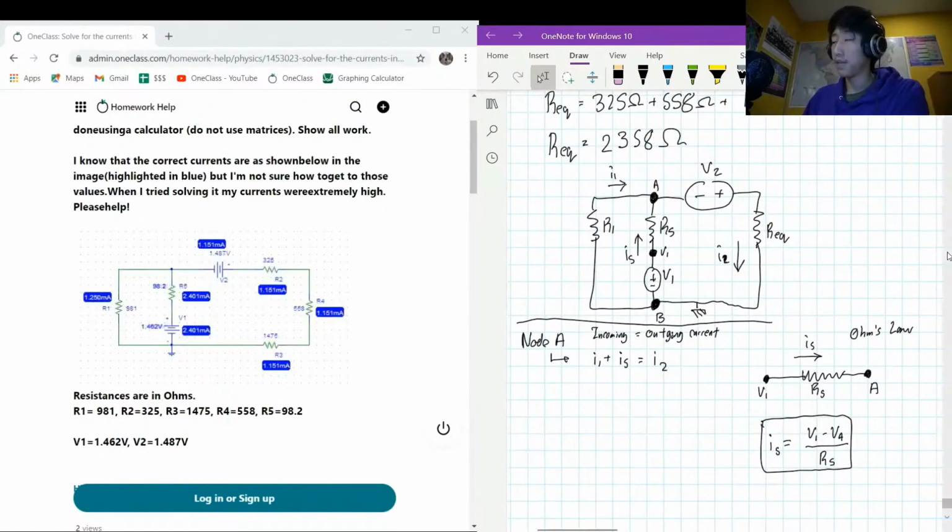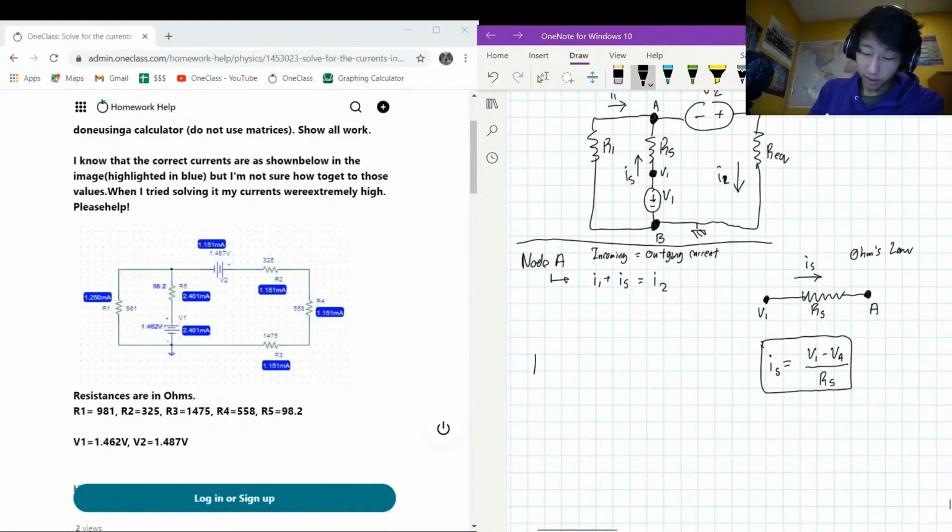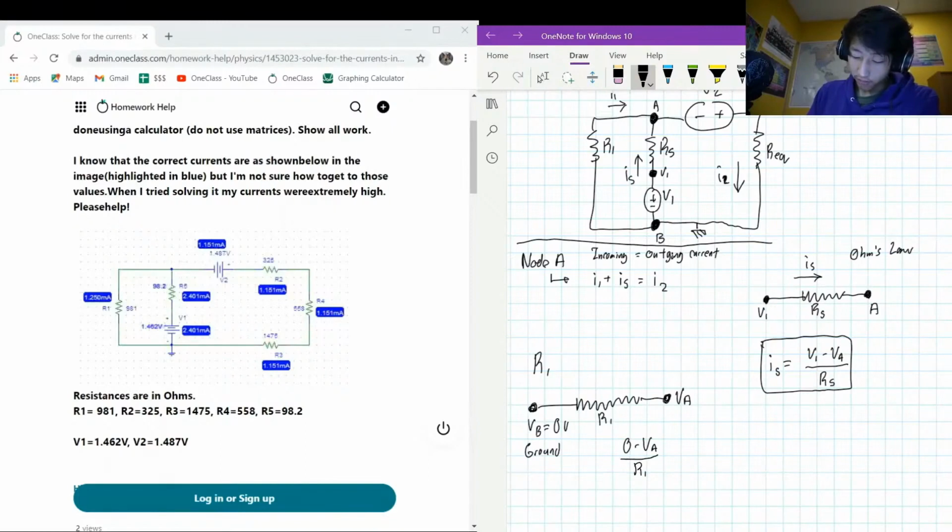Okay, so given that we have B as ground, let's do this with R1. We'll have VB equals 0 volts, ground. We want to say that this is R1 and this is VA. So we know here that 0 minus VA over R1 is equal to I1. Or we can just say negative VA over R1. The direction that we draw these currents doesn't really matter as long as we keep the directions constant on our diagram, so that our final calculations agree with our diagram. But this will be our calculation for I1, given another Ohm's law situation.